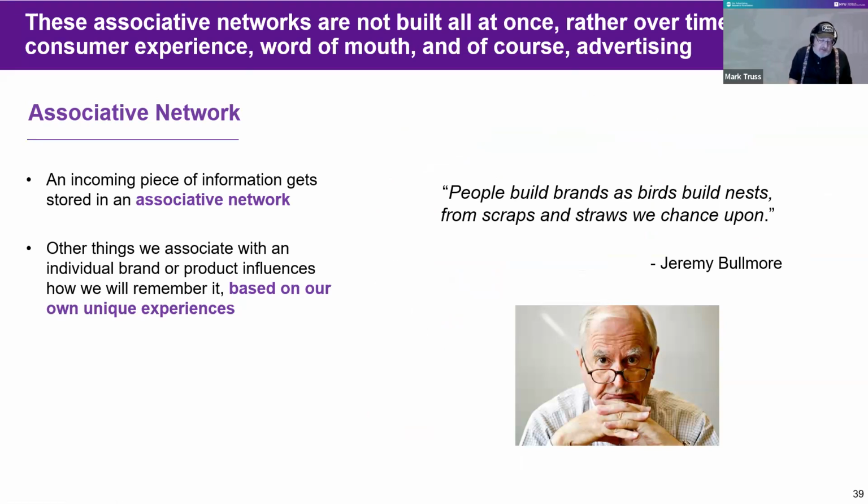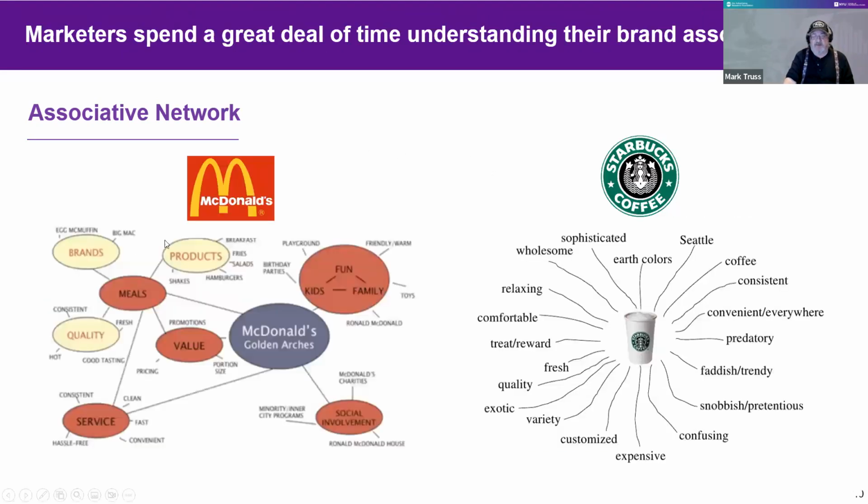Strategist Jeremy Bullmore talks about this in a way that I like, right? People build brands as birds build nests, from scraps and straws we chance upon. I think some people think you can build an associative network with one ad. It's probably unlikely. It's not the way people build associative networks. People build associative networks from, oh, yeah, I remember seeing that ad. Oh, I heard someone talk about it. I saw it in the store. I tried it once. Little bits and bobs end up building what that associative network is, right?